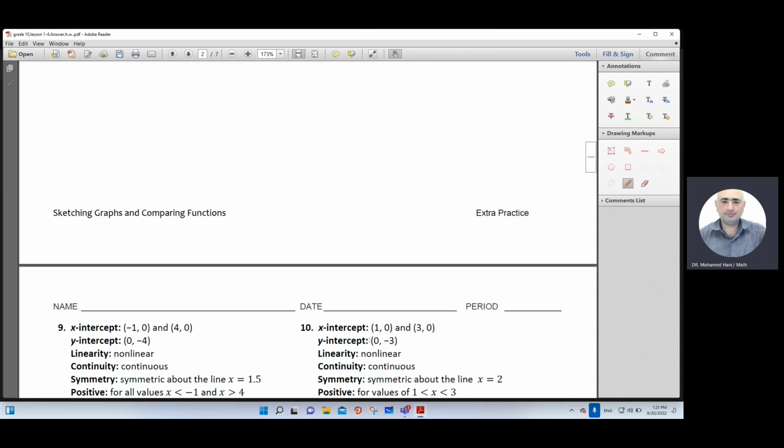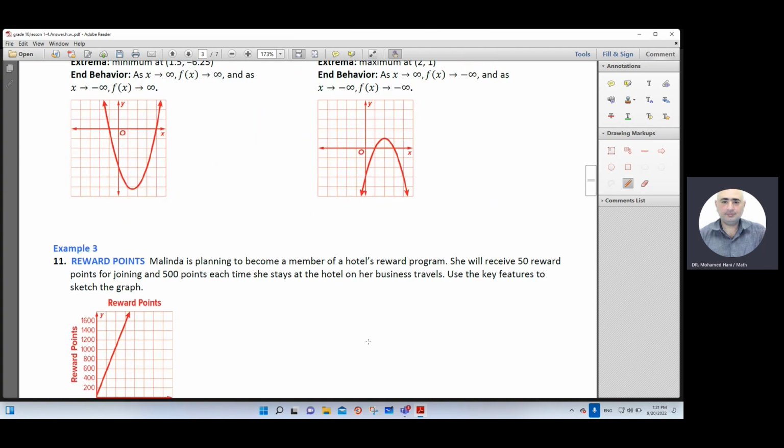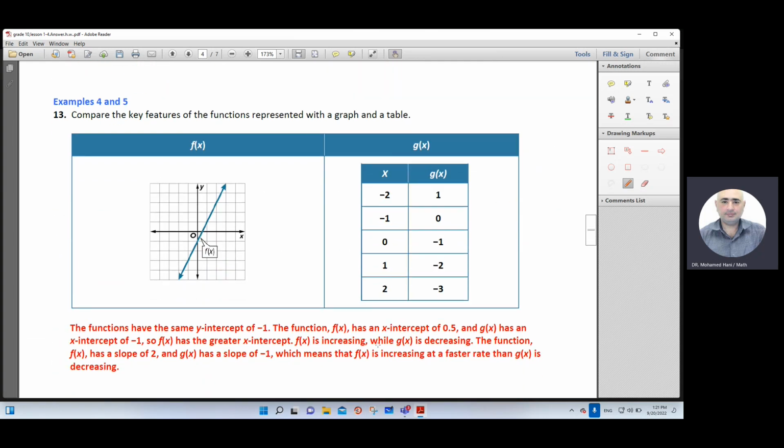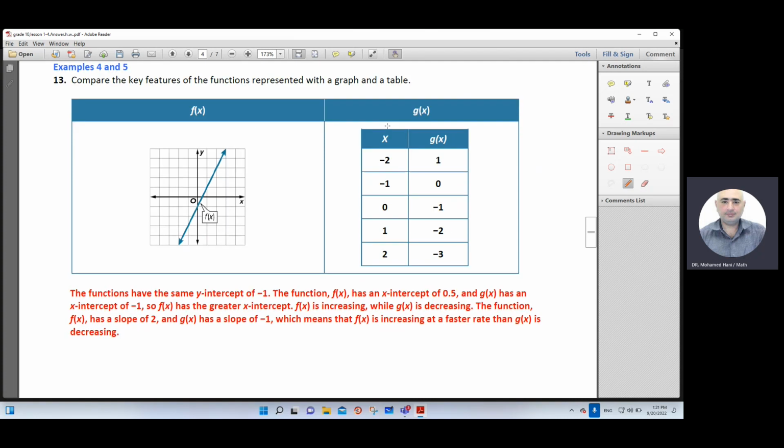Okay, number 9, number 10, the same idea. Number 11, number 13. In this question, we want to compare between two functions. Compare the key features of the functions represented with a graph and table.